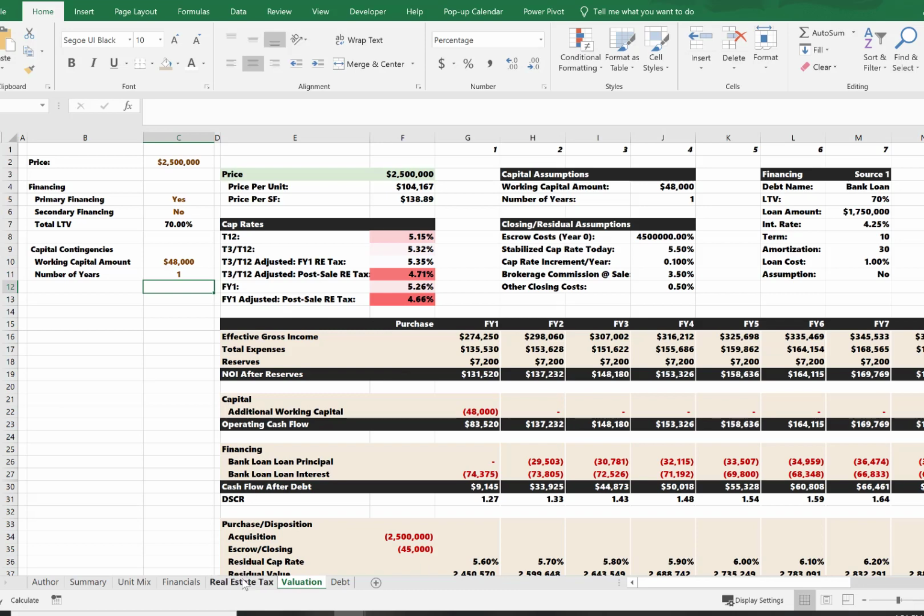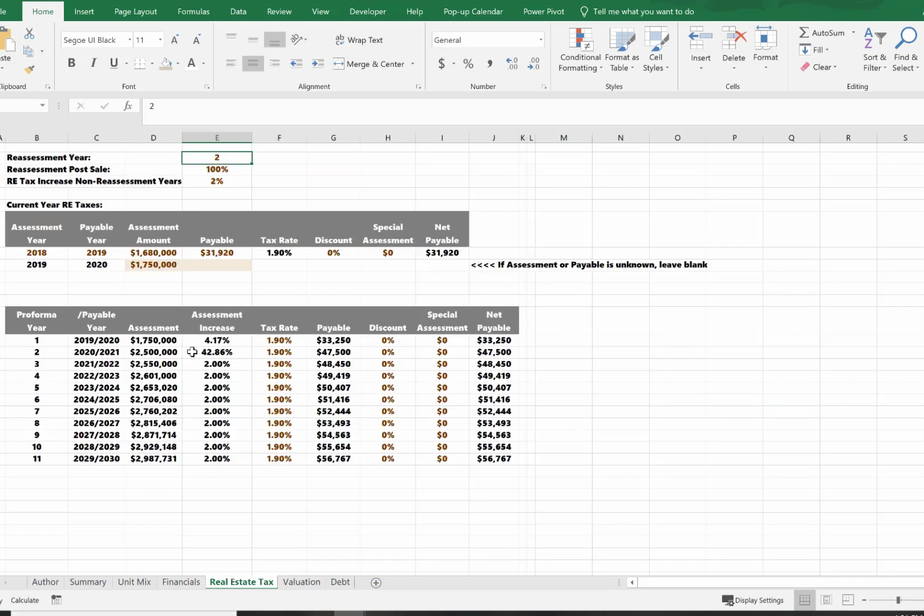So now the real estate tax table is updated. You can see because the assessment increases 4.17% in 2019, that's what the taxes will increase by as well. There's going to be a big jump, right? Because it's only assessed at 1.75. If we paid 2.5 million, that's going to create quite a bit of tax liability. You can see that it's 42.86%, and then assessment growth after that will just be 2%, which is what we stipulated up here. The tax rate is just going to hold steady at 1.9%, which is current year payable divided by the assessment amount.